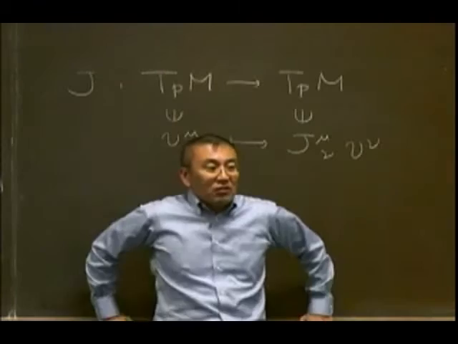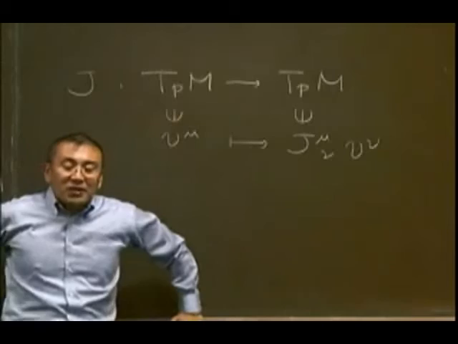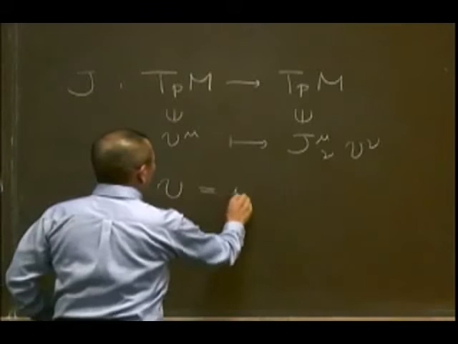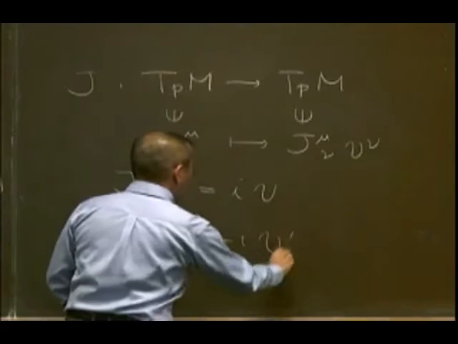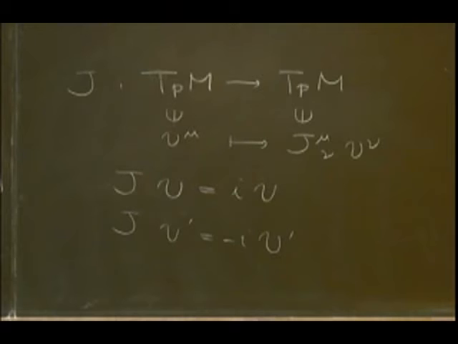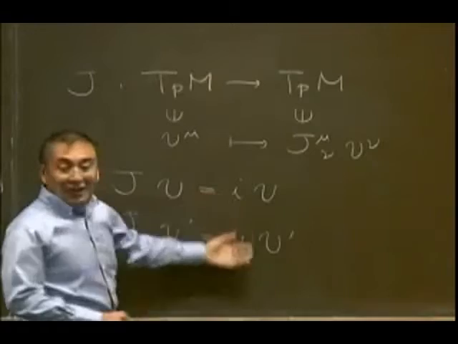So if you start with the tangent space as a vector space with real coefficients, namely if you restrict V to be real numbers, then we cannot solve the equation that JV is equal to iV, or JV' is equal to minus iV'. You cannot have a solution to such an equation if you require V to be a real vector, because V is real, and I didn't say, but J, I assumed, is also a tensor with real components. So then we can solve this equation.